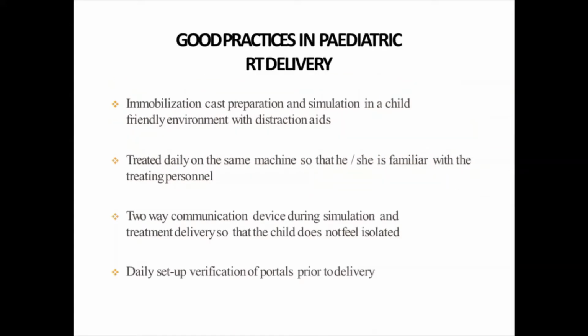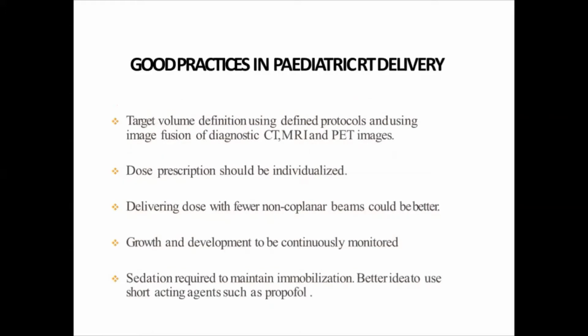So what are the good practices that we can follow in pediatric radiation delivery? Immobilization, cast preparation, and simulation in a child-friendly environment with distraction aids, treated daily on the same machine so that he or she is familiar with the treating personnel. A two-way communication device during simulation and treatment delivery so that the child does not feel isolated, and daily setup verification of portals prior to delivery. Target volume definitions using defined protocols and using imaging of diagnostic CT, MRI, and PET images.